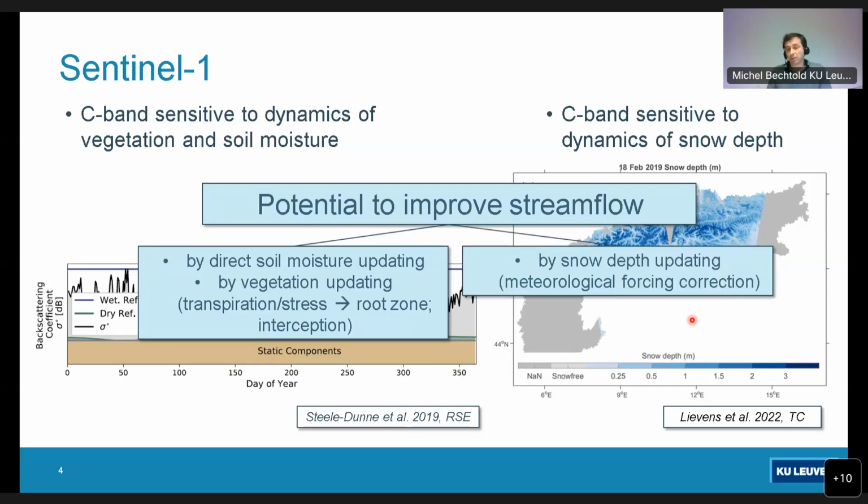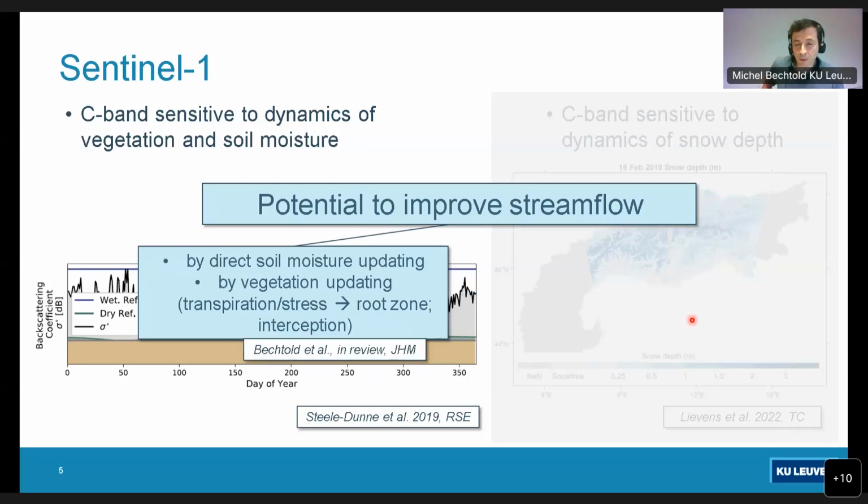And snow depth, of course, also. By changing the snow depth in the data assimilation, we essentially correct for meteorological forcing errors, and a better snow depth will improve the streamflow through better snowmelt mass in the snowmelt season.